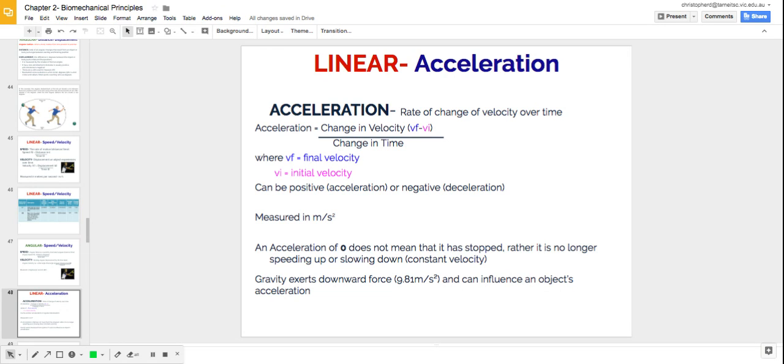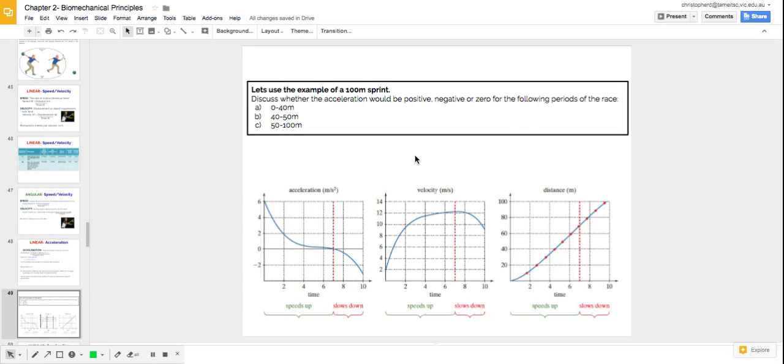Throughout acceleration, we also need to understand that we'll have downward forces caused by gravity, usually 9.81 meters per second squared, and that will impact on an object's acceleration. The example we can use here is a 100-meter sprint. When we start off the race, we're going to have maximum acceleration. We're going to try and accelerate as fast as we can so that we can increase our velocity as fast as we can. Our distance is the same, so we're running 100 meters.